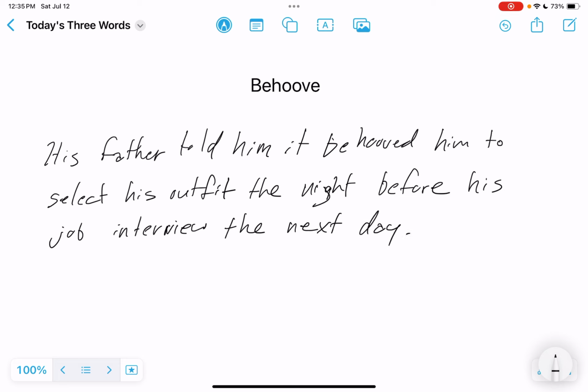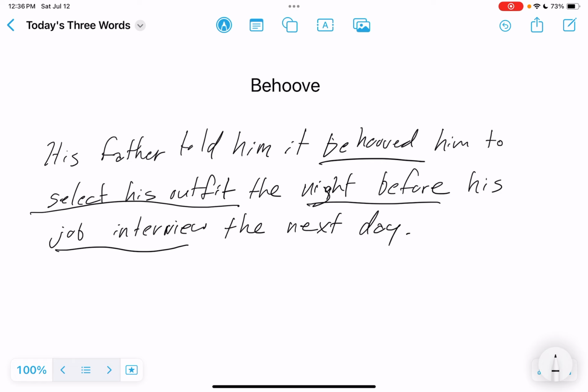All right, here's behooved. So basically, behooved means it's going to be advantageous or helpful for this young man. His father's telling him to select his outfit the night before his job interview. So it would be beneficial to him to do this, because what if he has to iron his shirt or something like that? You don't want to do that last minute, first thing in the morning. You want to take care of that stuff, get rid of any extra stress. So it behooves him to do these things the night before.